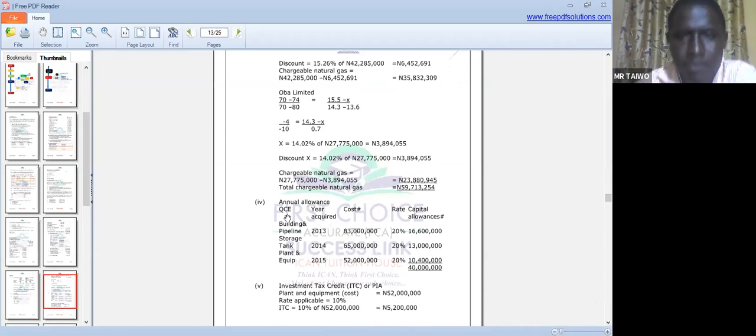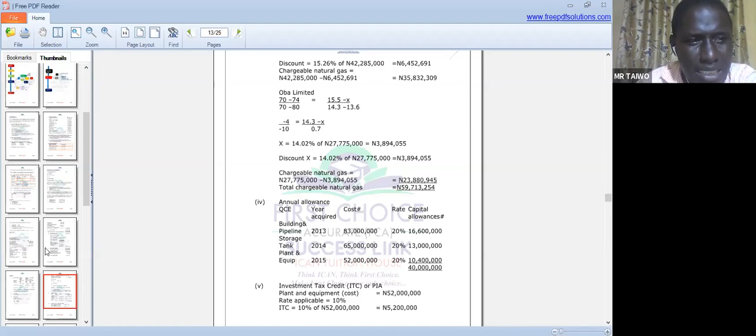Look at it. The qualifying capital expenditure are what? They have building, pipeline storage tank, and they have what? Plant and equipment. Now, for the building, that was in the acquiring what? They acquired the building in 2013. The storage tank they acquired was 2014. The equipment they acquired was 2015.